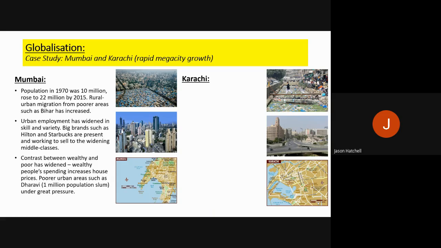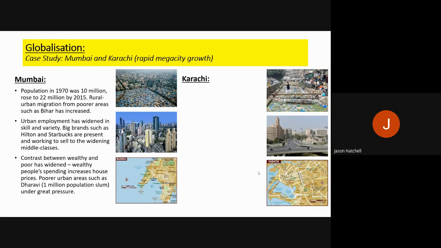Urban employment has widened in skills and variety, so there are more and more people being trained and educated for this urban employment, and big brands like Hilton hotels and Starbucks are now present in Mumbai, meaning that the services are tailored to the widening middle class. So more and more middle class people in Mumbai means middle class services are needed as well.